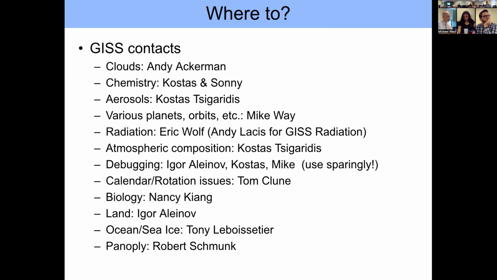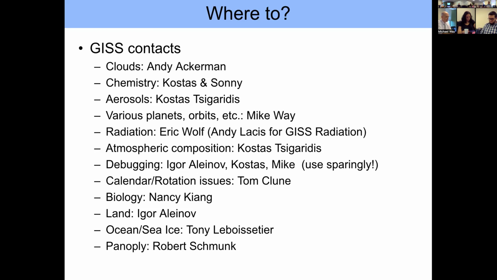For chemistry and aerosols, that's Kostas, and I say here Kostas and Sunny for chemistry. Sunny Harmon is one of the members of the group. He's a civil servant at NASA Ames these days. For radiative transfer, that would be Eric Wolf. On the SOCRATES side, we'll talk tomorrow about the difference between SOCRATES and the GISS radiation scheme. Atmospheric composition, debugging, calendar, we'll talk about tomorrow.